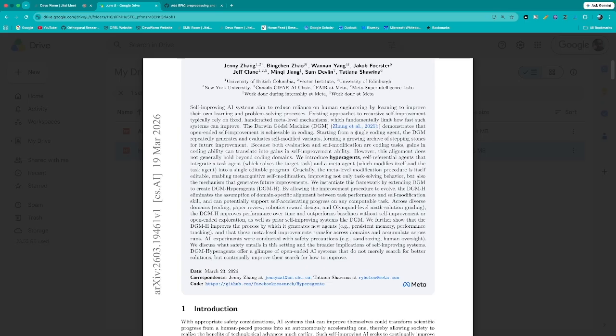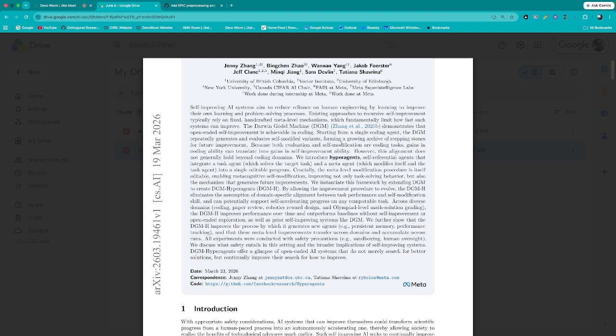Starting from a single coding agent, the DGM repeatedly generates and evaluates self-modified variants, forming a growing archive of stepping stones for future improvement. So it's this evolutionary process of evaluating different variants for solving a problem, or of a coding agent itself. It's doing kind of what a genetic algorithm does. It evaluates those self-modified variants, and then selects the best one. And then, of course, this is used as the template for future improvements.